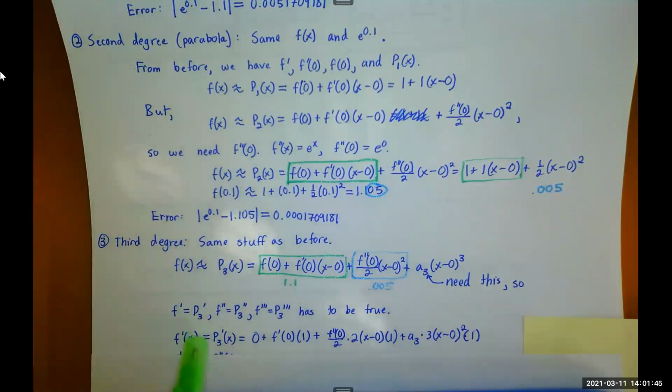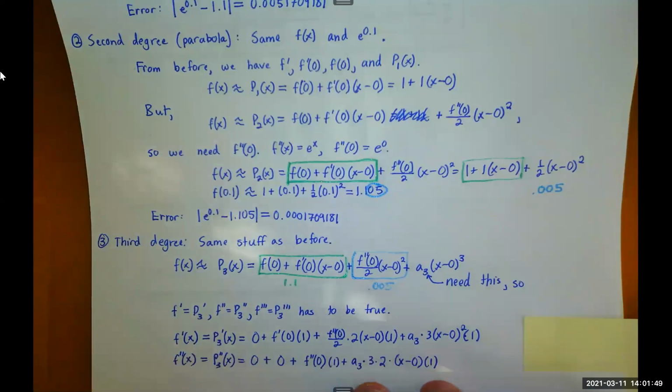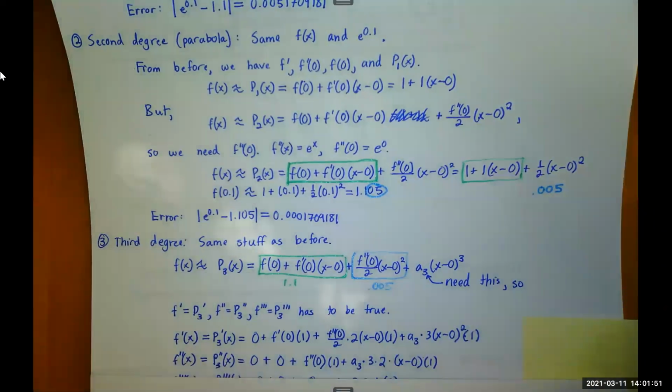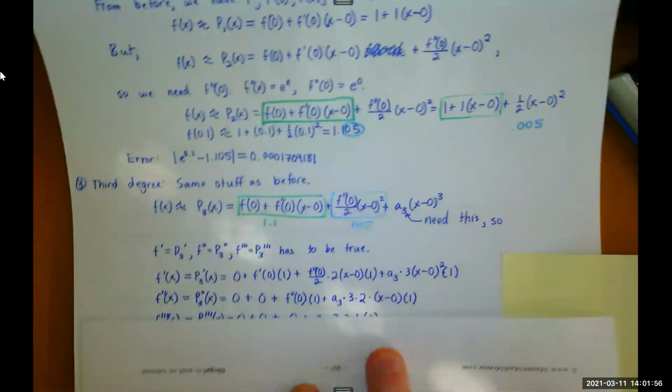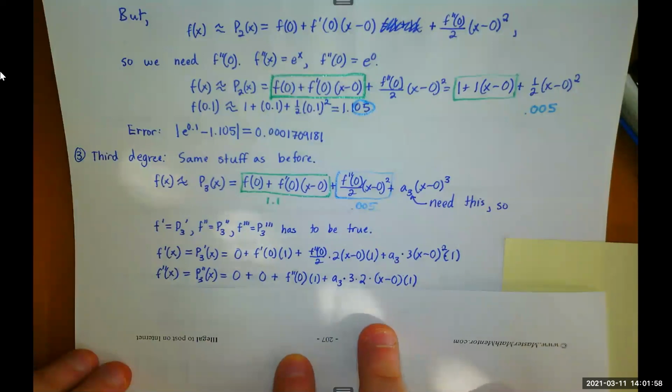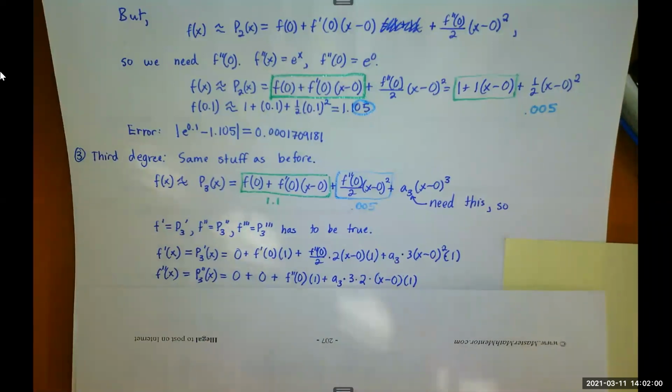Okay, so f prime and p sub 3 prime, those are the same. Let's look at p sub 3 double prime. P sub 3 double prime means I'm going to take f prime and I'm going to find its derivative.